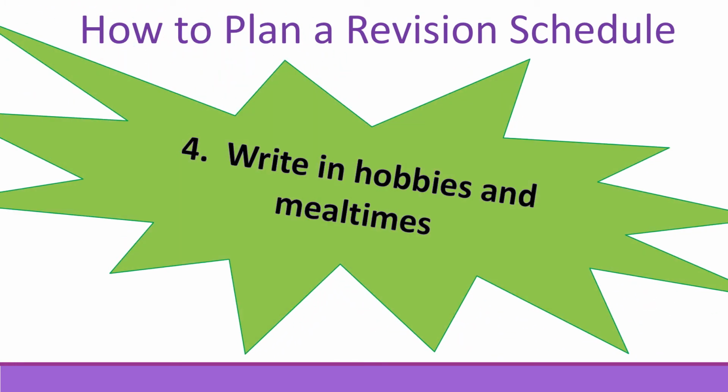Next, we're going to write in any hobbies and meal times. The most important thing for you is to know when you are going to be eating. When are you going to have your breakfast? When are you going to have your lunch? When are you going to have your dinner? And what activities do you do outside of school where you have to practice for whatever activity it is that you are doing? Do you do competitions in certain activities, or do you have to go to work? Have you got a job? What do you do outside of school? You need to include this in your weekly schedule.